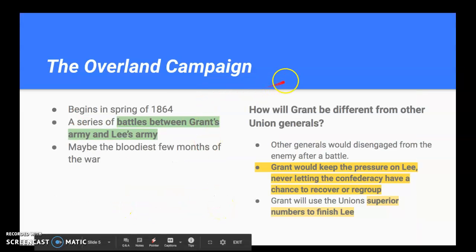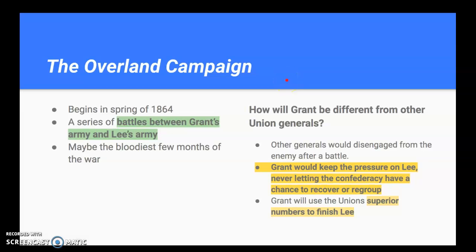So we start with something called the Overland Campaign. This begins in the spring of 1864, and it's a series of battles between Grant's army and Lee's army. This may be the bloodiest few months of the war. It's going to get really ugly in Virginia over this spring of 1864.